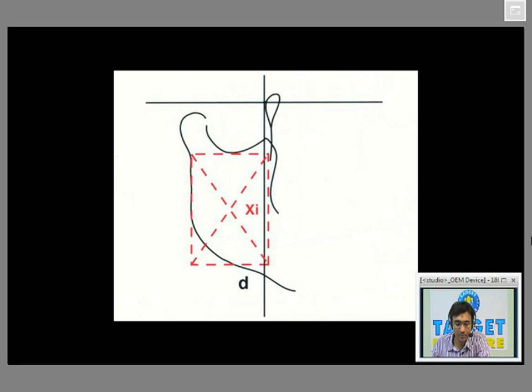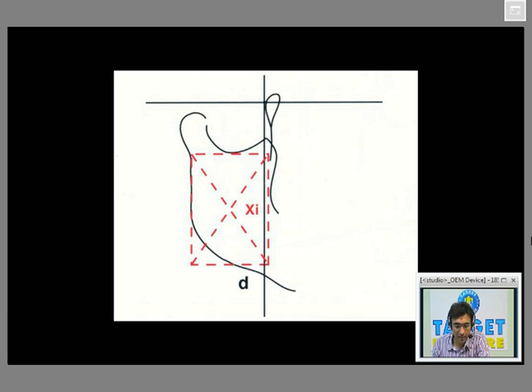R1 is the deepest point on the anterior border of the ramus, on the coronoid process. The point opposite to that is also marked. Then R3 is the lowest point on the sigmoid notch, and R4 is a point opposite to that on the inferior border of the mandible. All these 4 points are joined by lines which form a rectangle.